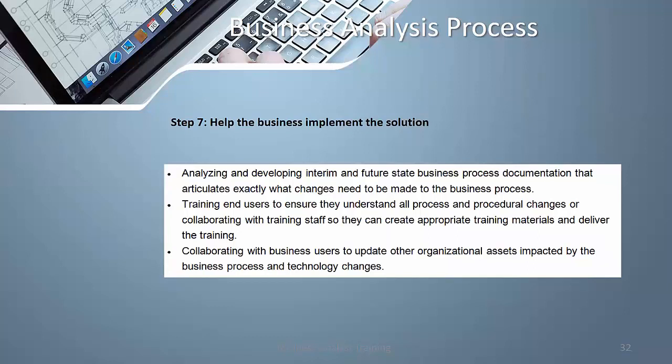So it says analyze and develop interim and future state business process documentation that articulates exactly what changes need to be made to the business process, right? So what business process would change because of the new system? That's when you will share this information or implement this software. And you train the end users, ensure that they understand all processes and procedural changes, or collaborate with training staff so they can create appropriate training materials and deliver the training. Collaborating with business users to update other organizational assets impacted by the business process and technology changes.